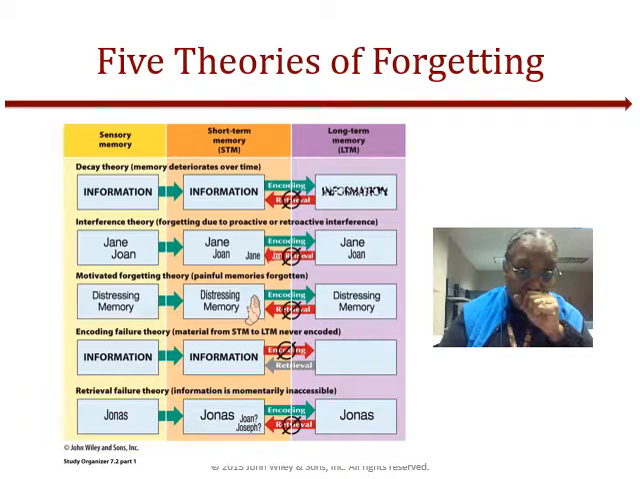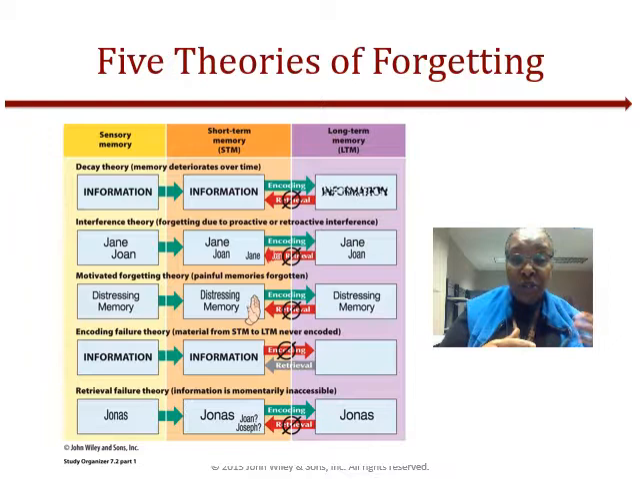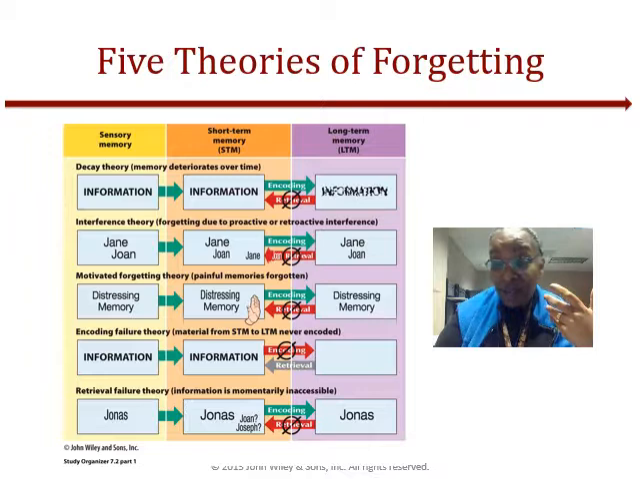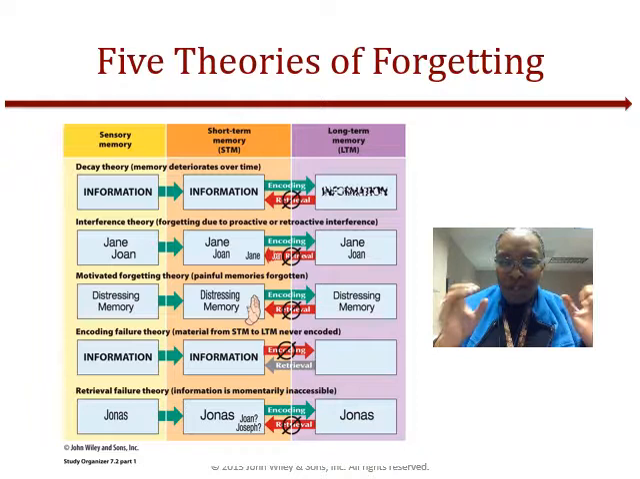Then you have the encoding failure theory. So this is when we're trying to retrieve information that's from short term to long term, but it never got there. And finally, retrieval failure theory. This is just when we've got the tip of the tongue action going on again, because it's just not right there for the moment. The information's inaccessible.